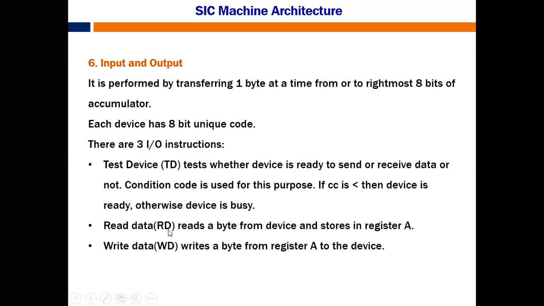Then read data, RD, reads a byte from the device and stores it in the register A. And then write data, WD, writes a byte from register A to the device.